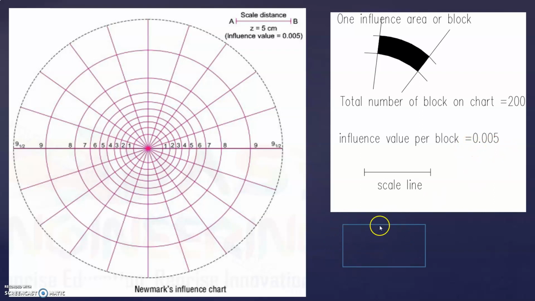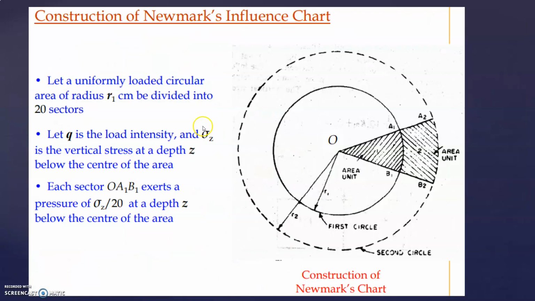Suppose there is a rectangle, you have to place the center of the rectangle at this point. Then you have to count how many areas are there, that is N. In the later slides I will explain in detail how to construct the Newmark's influence chart.